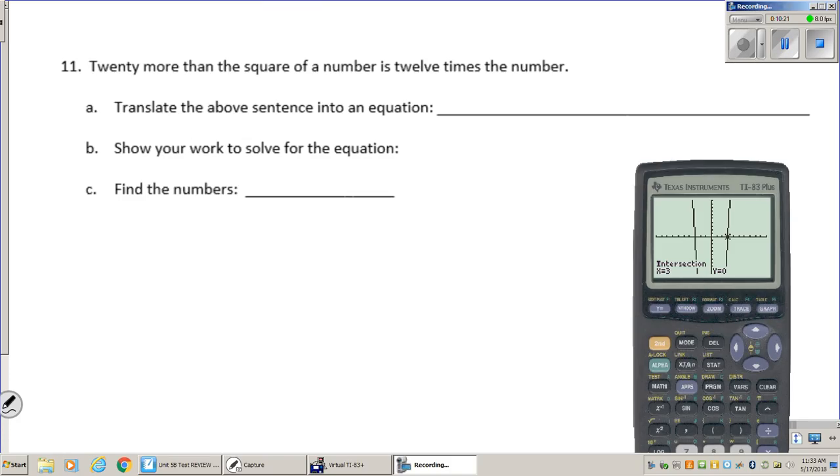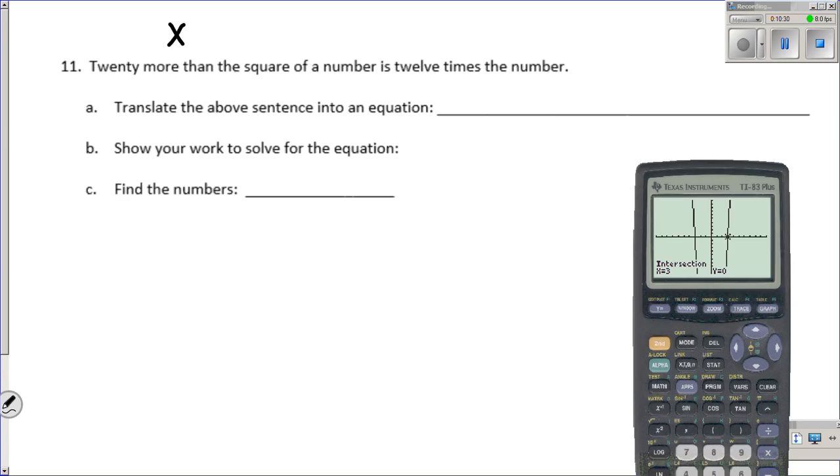Okay, we're going to jump down and take a look at number 11. It says 20 more than the square of a number is 12 times the number. So the unknown is number. I'm just going to use x to represent the number as I write the equation.